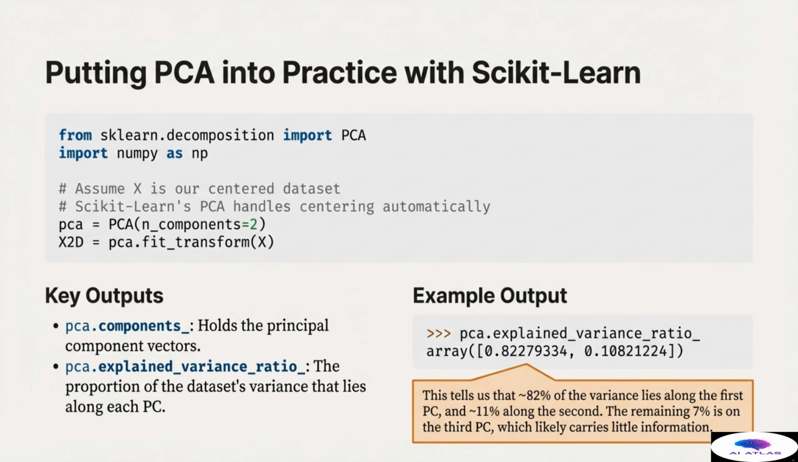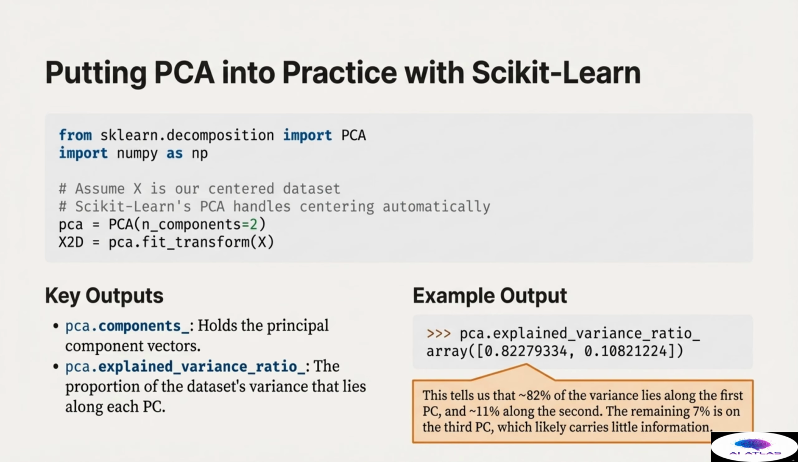The components attribute holds the actual principal component vectors, which define the new axes. The explained variance ratio attribute is even more crucial. It is an array that tells us the proportion of the dataset's total variance that lies along each respective principal component. Look at the example output provided. The array shows 0.82 and 0.108. This tells us that approximately 82% of the variance lies along the first PC, and about 11% lies along the second. The remaining variance, roughly 7%, is distributed across any subsequent PCs, which likely carry little useful information and can be safely discarded.